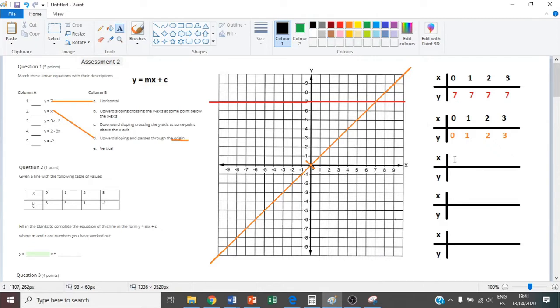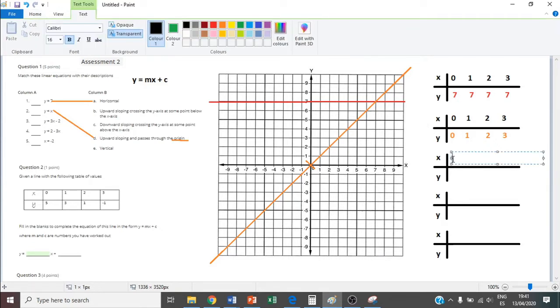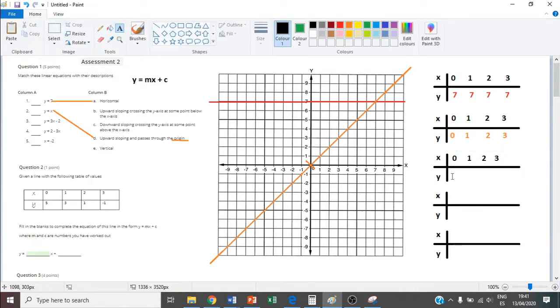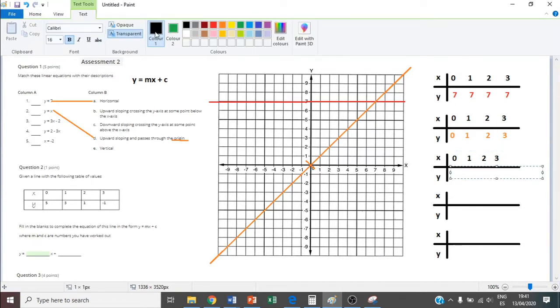Let me set this up. I always set up my table of values. X is equal to 0, 1, 2, and 3. And I find the y values that go along with that. So following this rule, this one's a little bit more interesting this time because our y values are not equal to our x values. Our y values aren't always the same. Our y values have to be calculated using this formula.